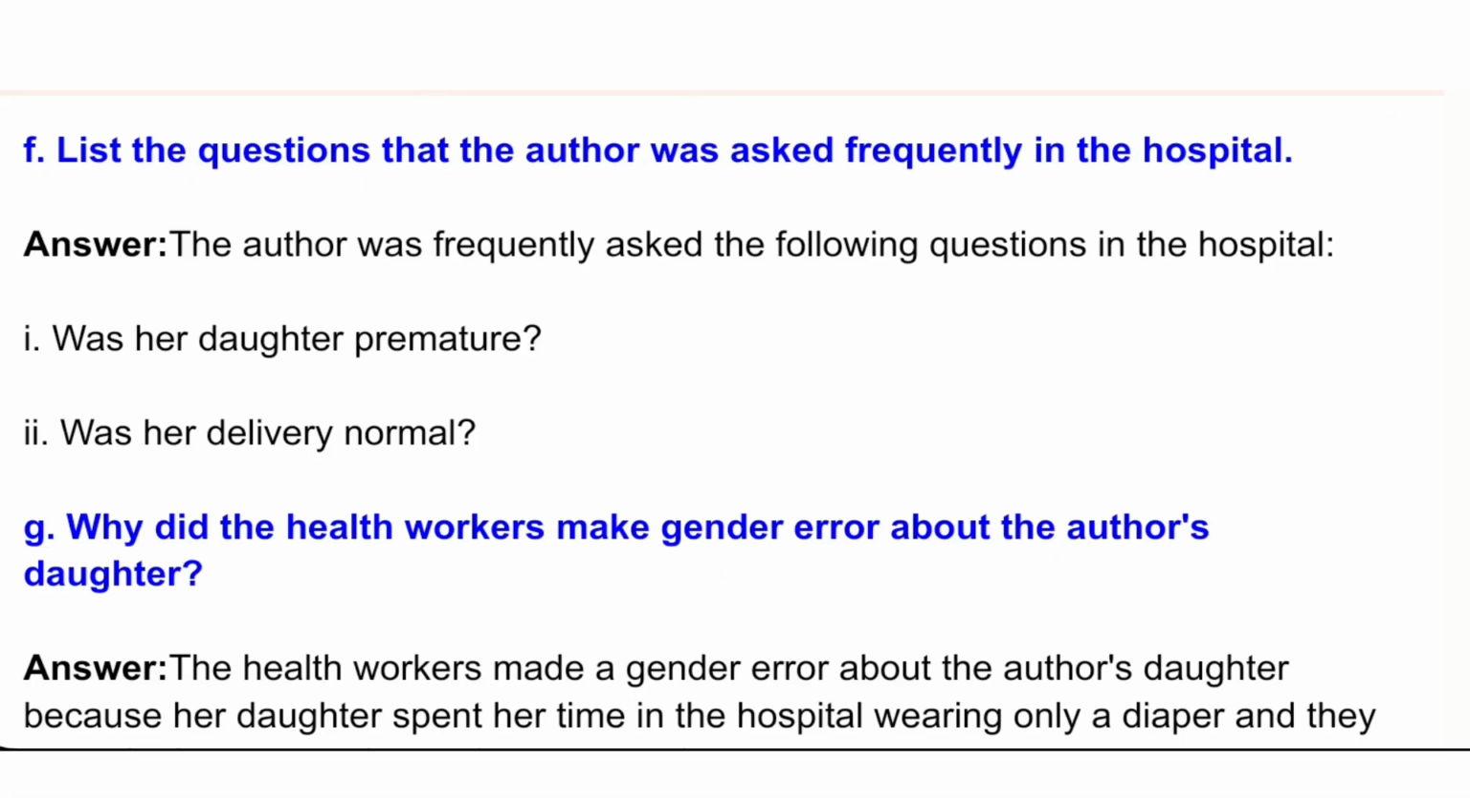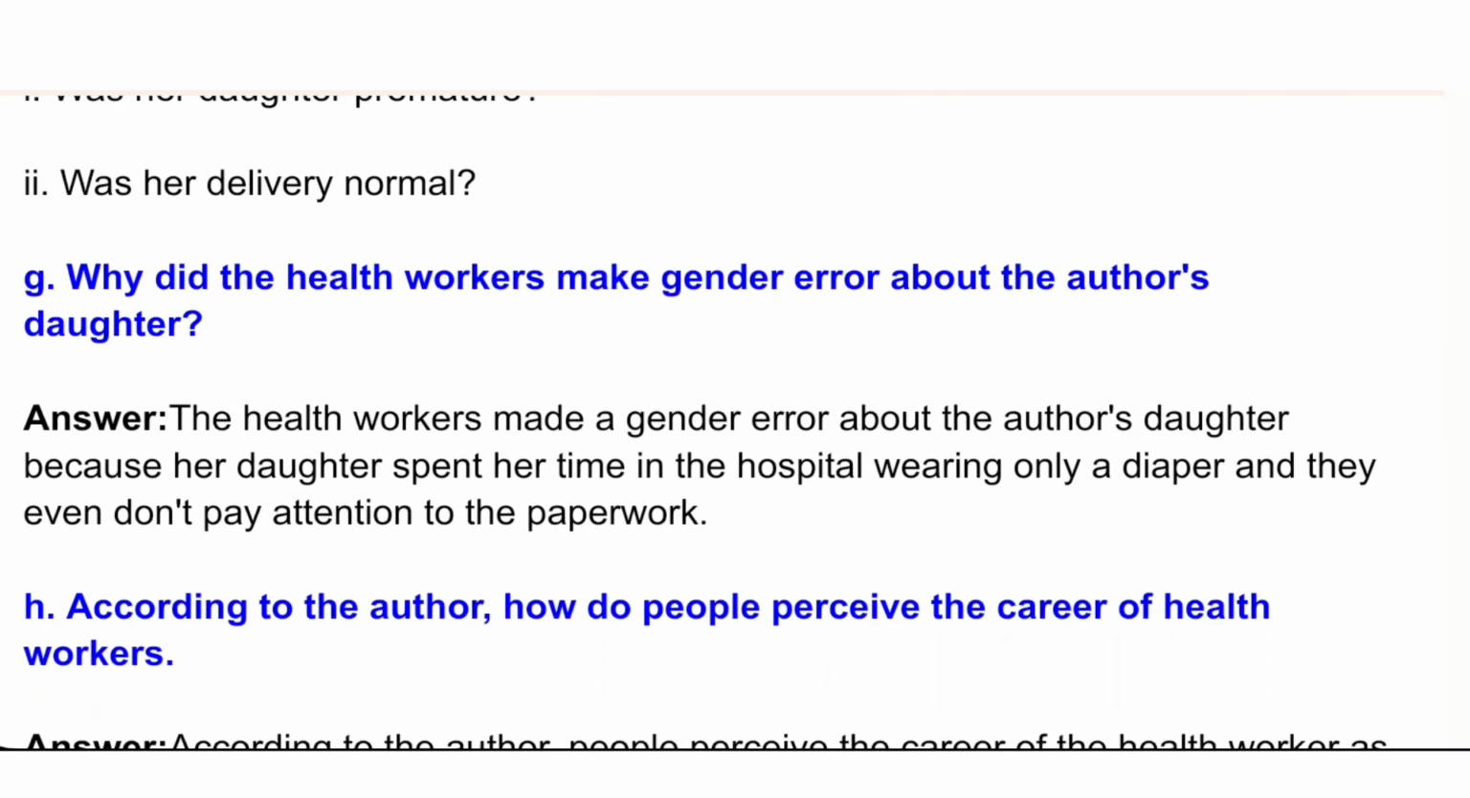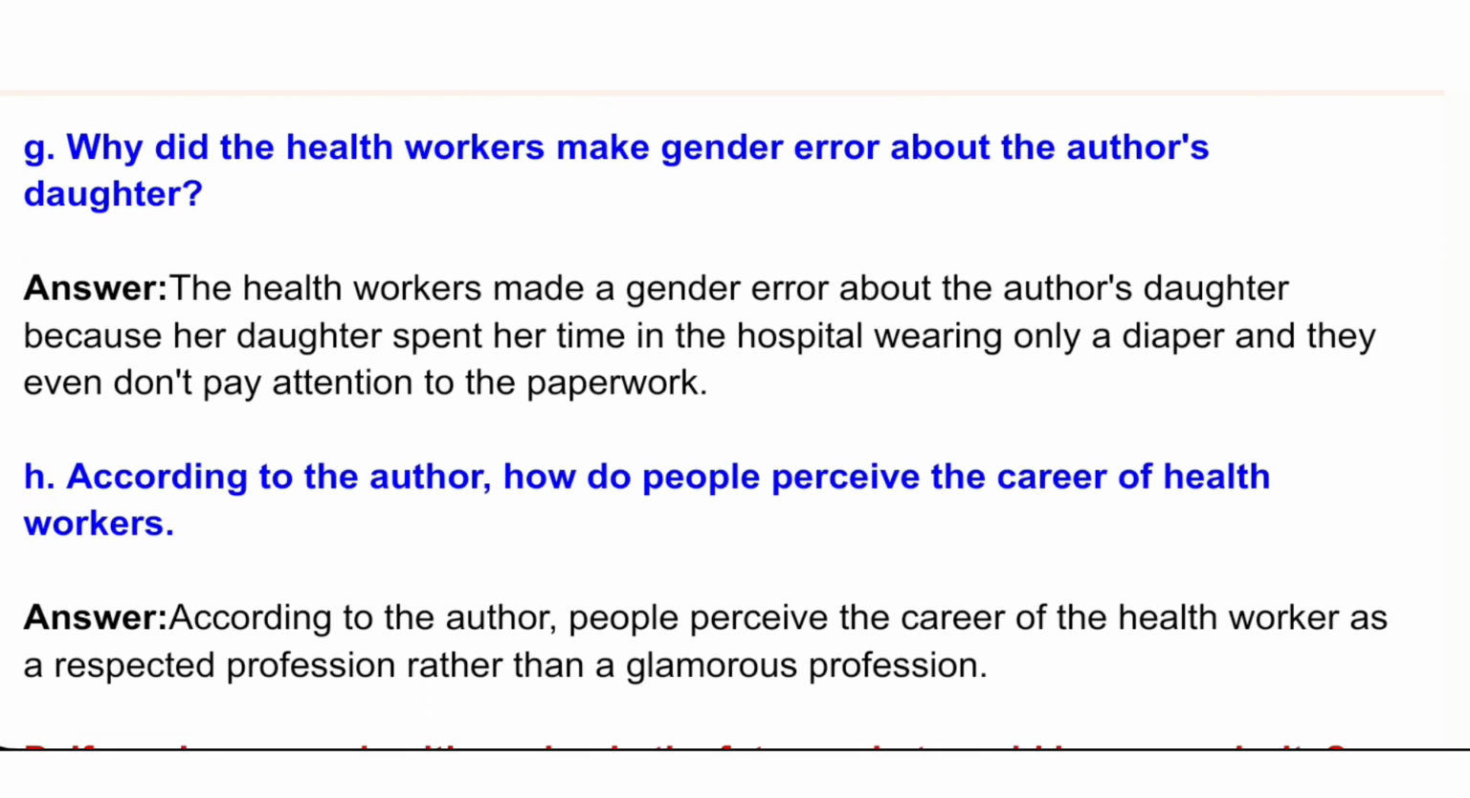I. Was her daughter premature? II. Was her delivery normal? G. Why did the health workers make a gender error about the author's daughter? Answer: The health workers made a gender error about the author's daughter because her daughter spent her time in the hospital wearing only a diaper and they didn't even pay attention to the paperwork.